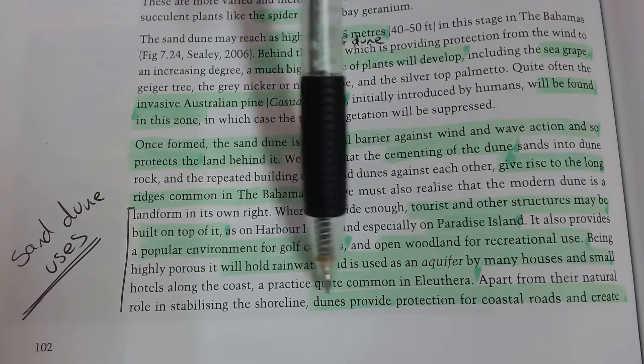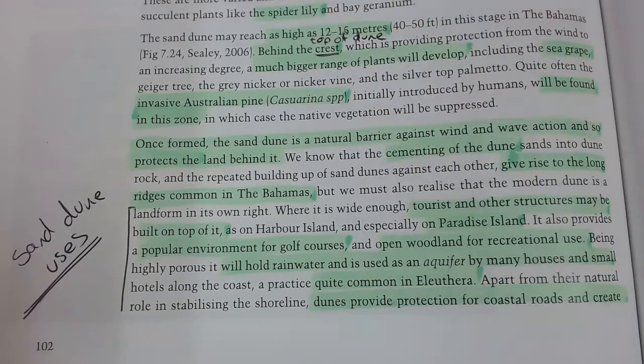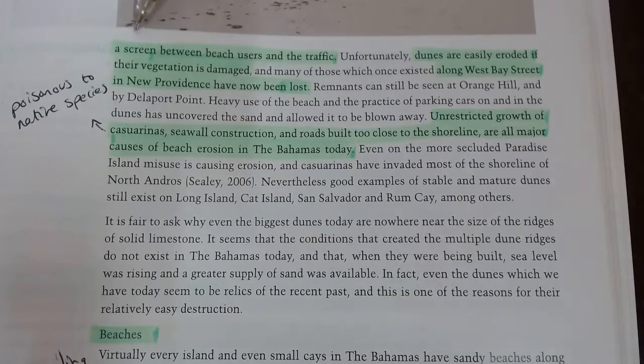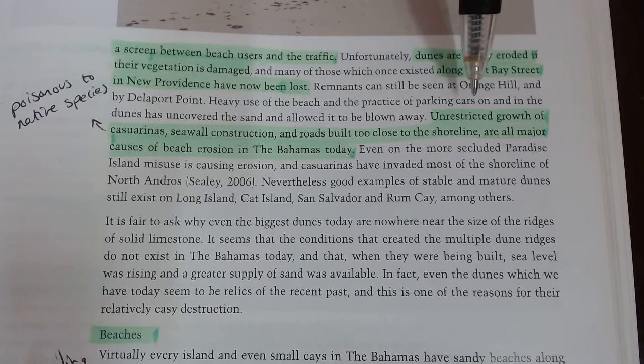All right. The dunes provide protection for coastal roads. All right, and they also, let's move on to the next page. They can also create a screen or a block between the beach users and the traffic, so the beaches stay nice and quiet. All right. However, dunes are easily eroded if their vegetation is damaged. All right, so along West Bay Street and New Providence, all of those sand dunes have been lost. Just past Junkanoo Beach on the way to Fishray.